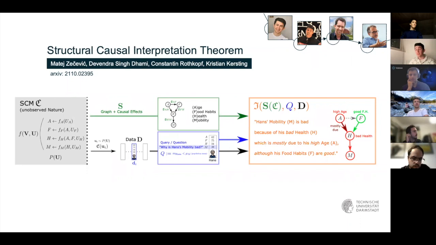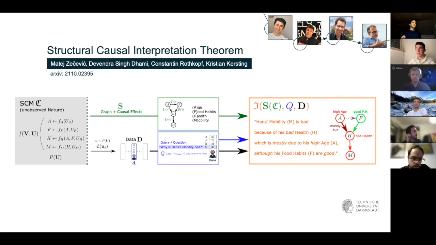Here we do interpretations. Imagine you have this blue box here, which is this Hans guy, and he's being described by some attributes. He has some age, some food habits, a state of his health, a state of his mobility. And now you're asking, why is Hans' mobility so bad? So you're asking a population-relative question. You know all the people around you and yourself have very high mobility values, and you're asking, why is Hans so low?